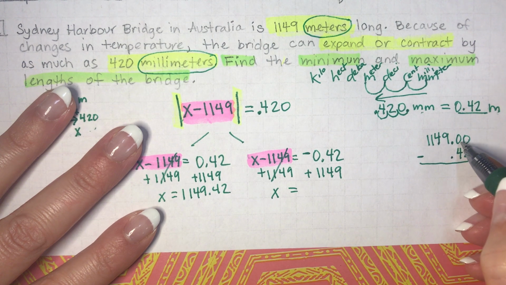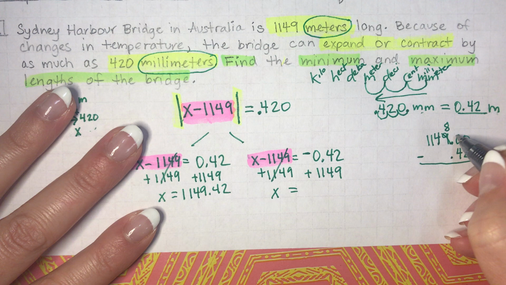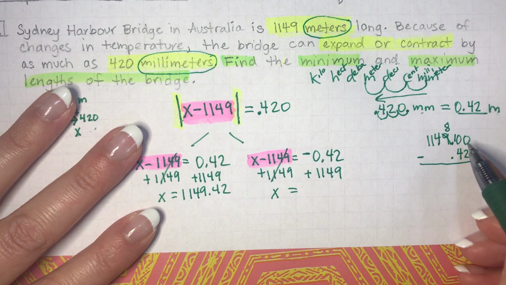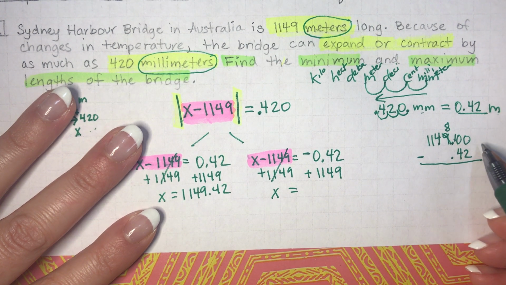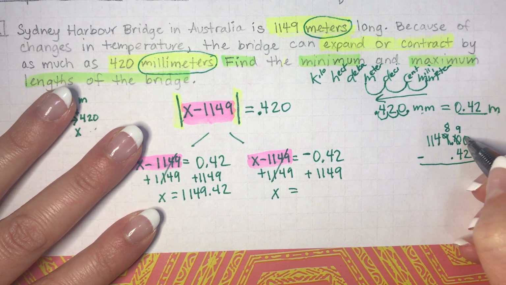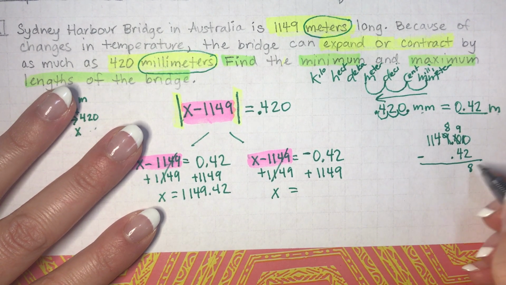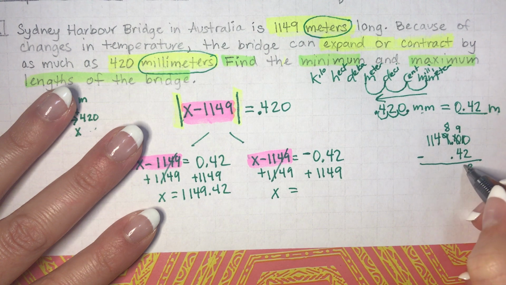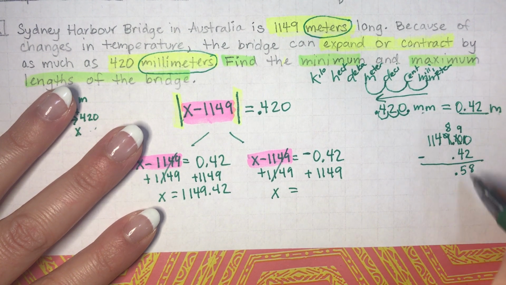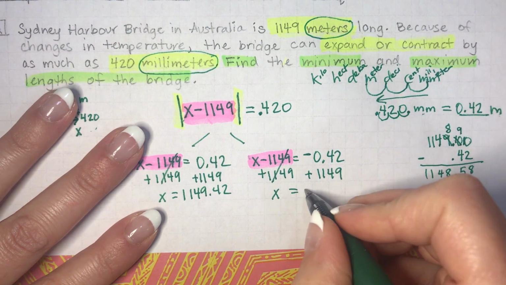So I need to borrow, but I can't borrow from the 0. So I borrow from the 9, making that an 8. That 1 goes right here. So now it's not 0, it's 10. And this needs to borrow from that. So we borrow 1 from that, which would then make it 9. And then we get that 1 there. So now this is 10. So 10 minus 2 is 8. 9 minus 4 is 5. We drop down that decimal. And then we have 8, 4, 1, 1. Okay, so that's our answer.